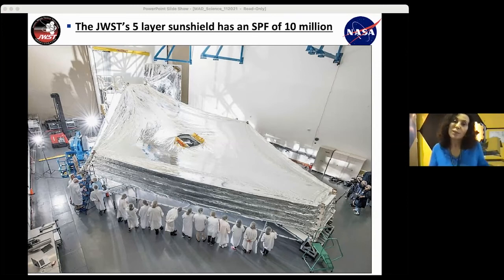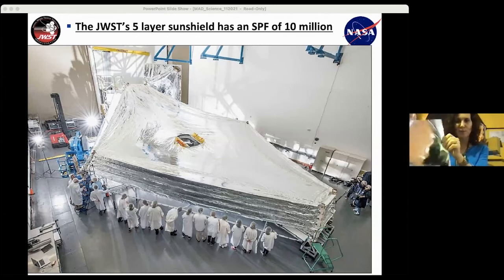And to do that, we use the sun shield. It's like being under a beach umbrella on the beach. The sun shield is like having a protection factor of 10 million. It's going to let the instruments and the mirrors get really cold. The sun shield is made of another special material called Kapton. It's thinner than my hair. You cannot really see it there, but it's a special thing.